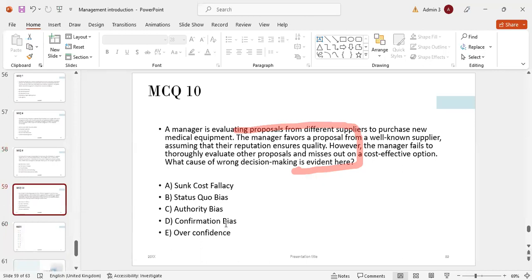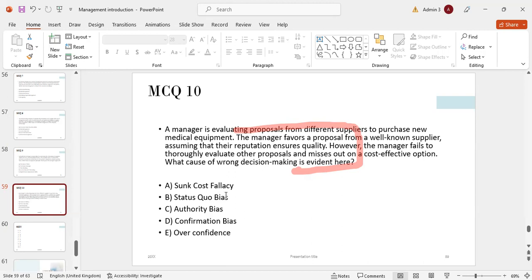MCQ number 10: The manager is evaluating proposals from different suppliers to purchase new medical equipment. The manager favors a proposal from a well-known supplier, assuming that their reputation ensures quality. However, the manager failed to thoroughly evaluate the proposals and misses out on the cost-effective option. What cause of the wrong decision making is evident here?